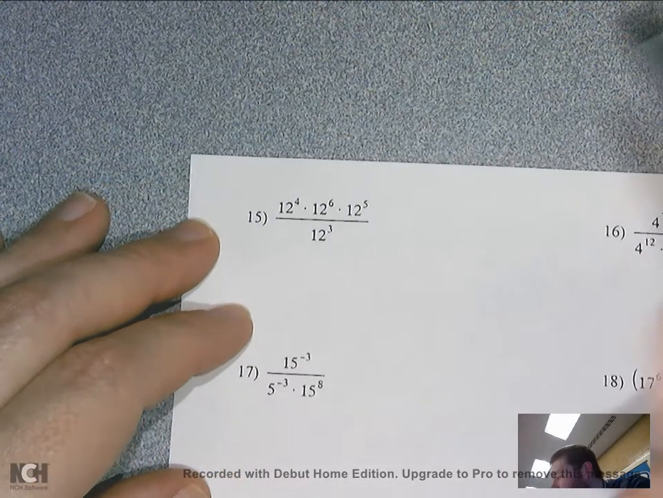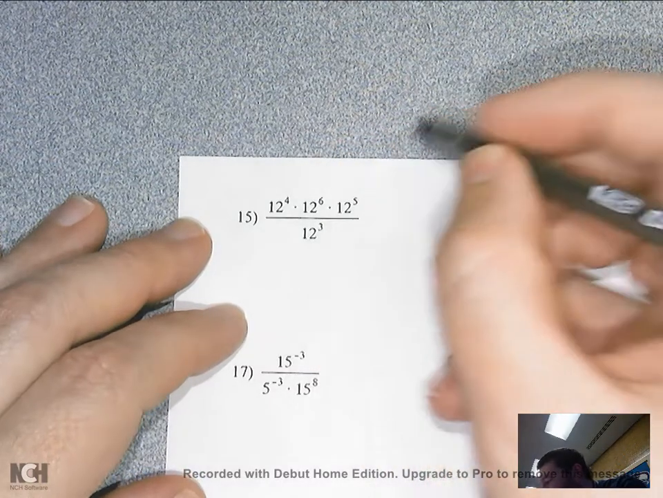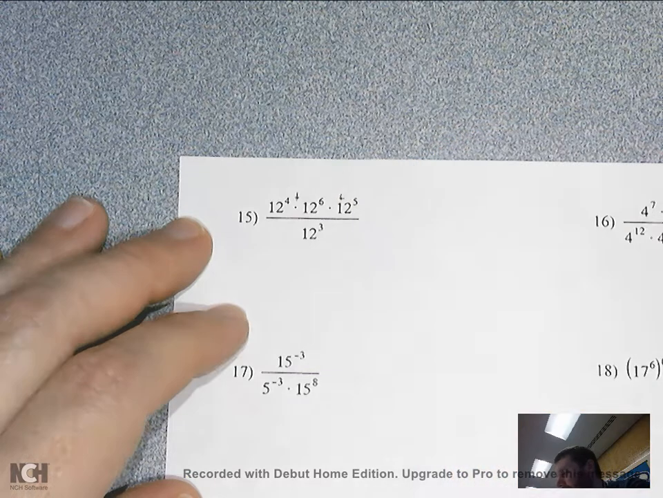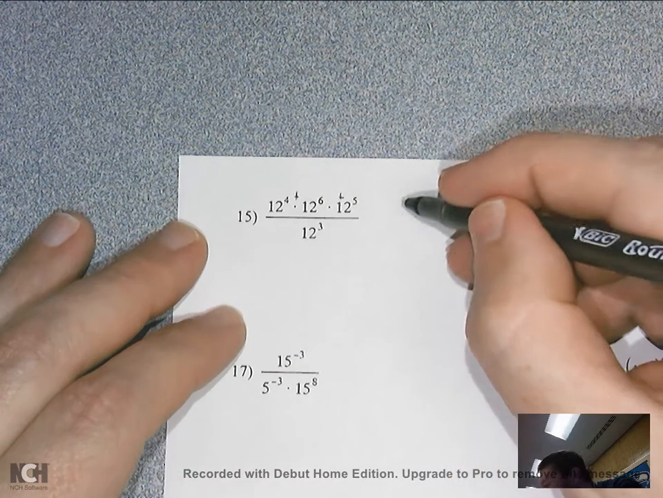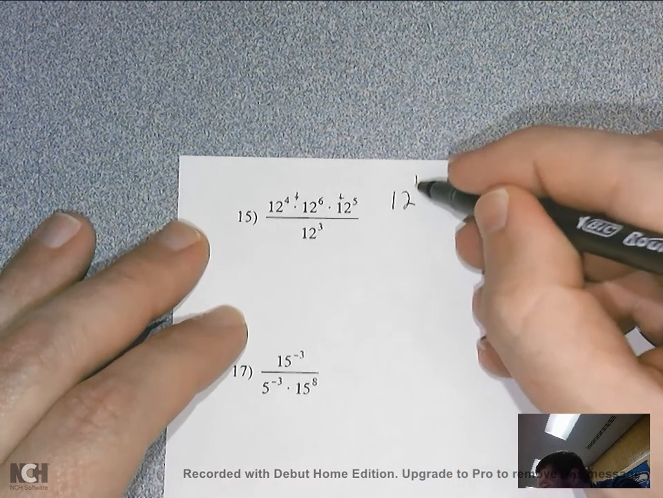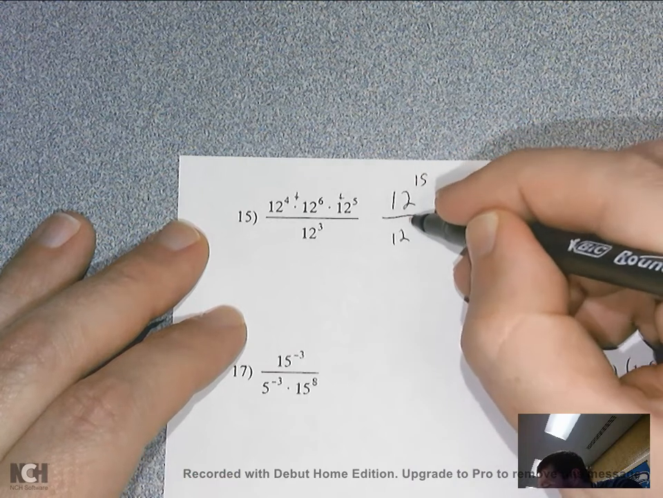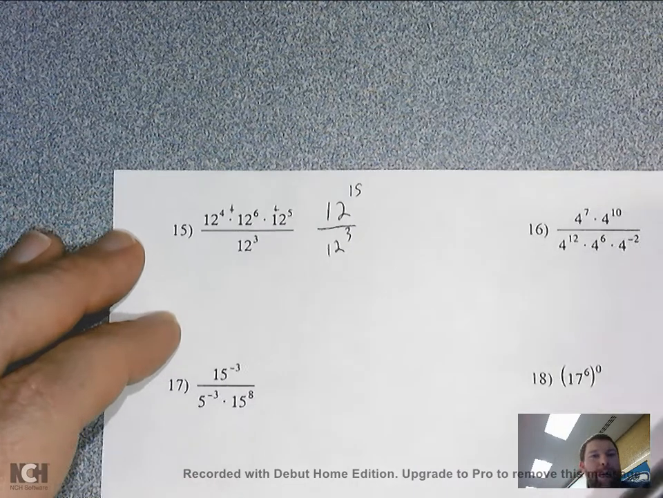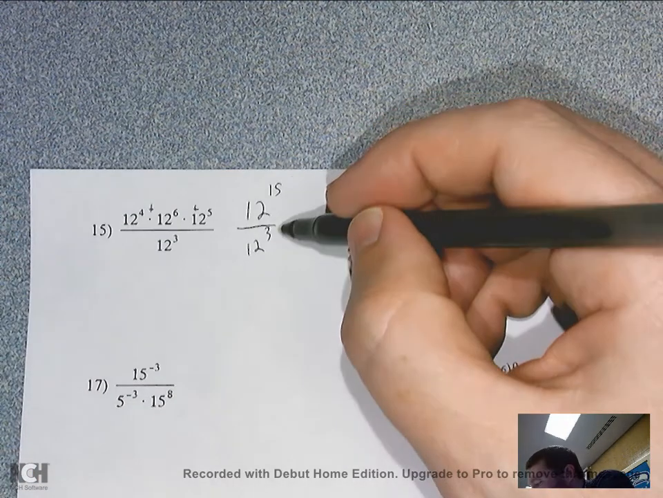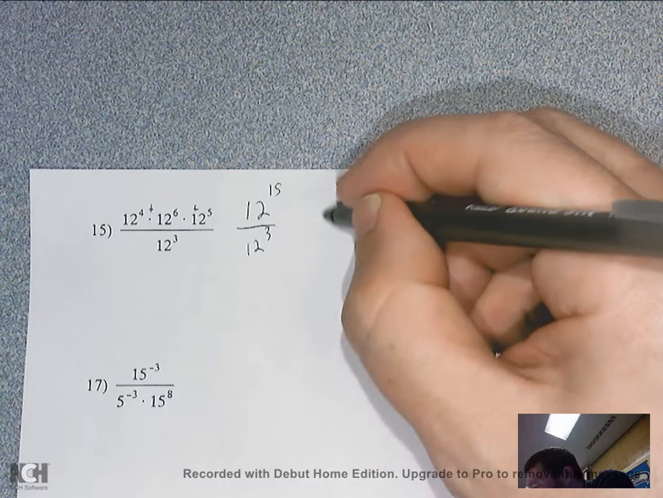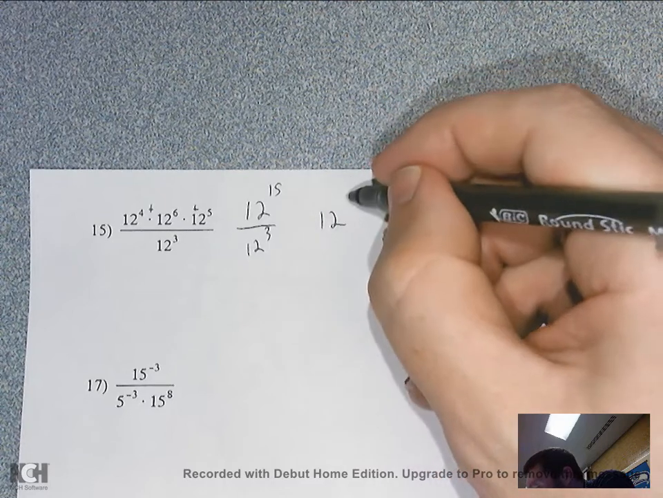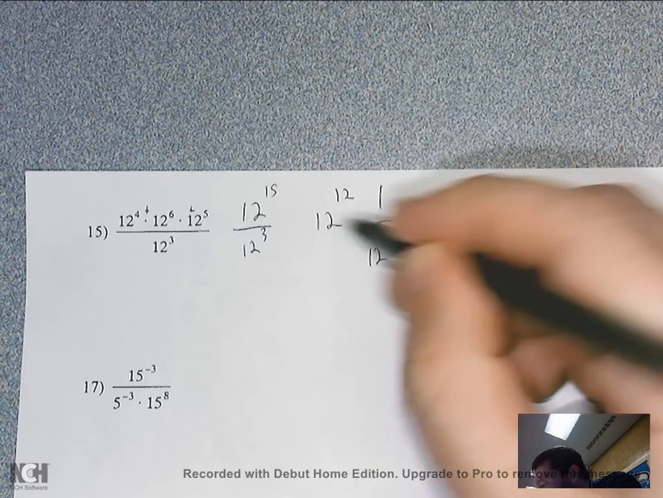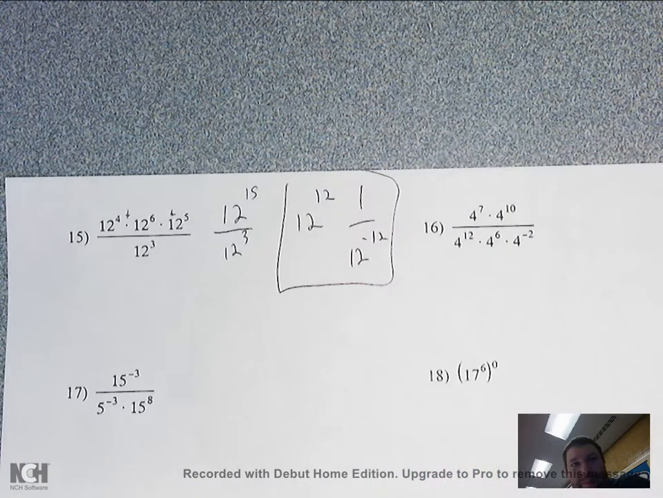We've got some multiplying here to do first before we divide. So we're going to add these exponents first. So 4 plus 6 plus 5. That would be 10, 15. So 12 to the 15 over 12 to the 3rd. Now we're going to do the subtract. Multiplying comes before division, right? So 15 minus 3 would be 12. So 12 to the 12, or 1 over 12 to the negative 12 would be your two answers.